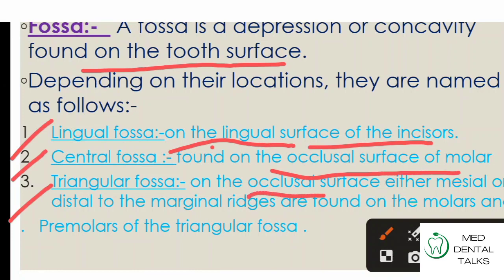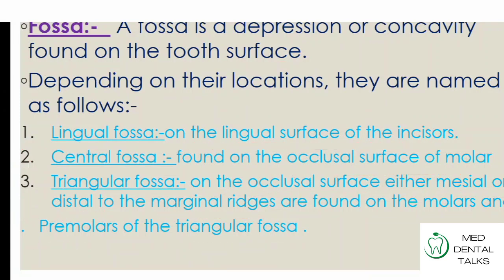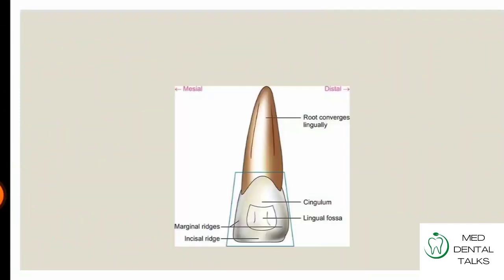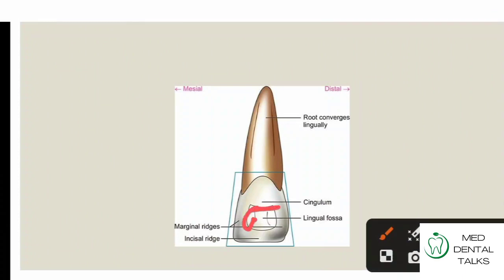Triangular fossa is on the occlusal surface, bounded by the mesial and distal marginal ridges, found on the molar and premolar. Now, this is fossa. Here you see fossa.